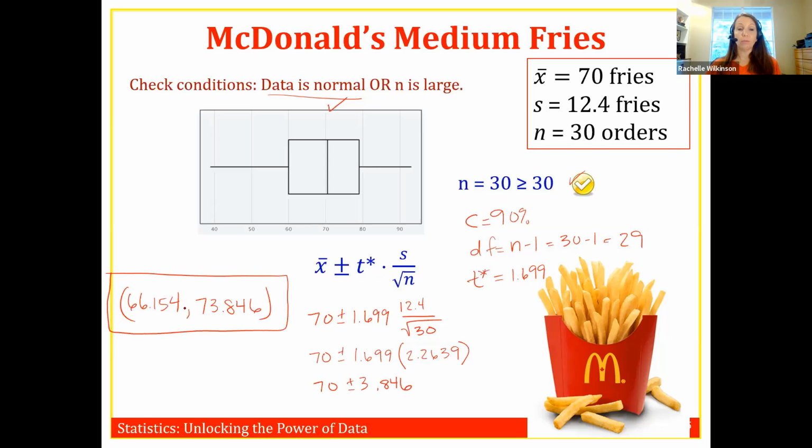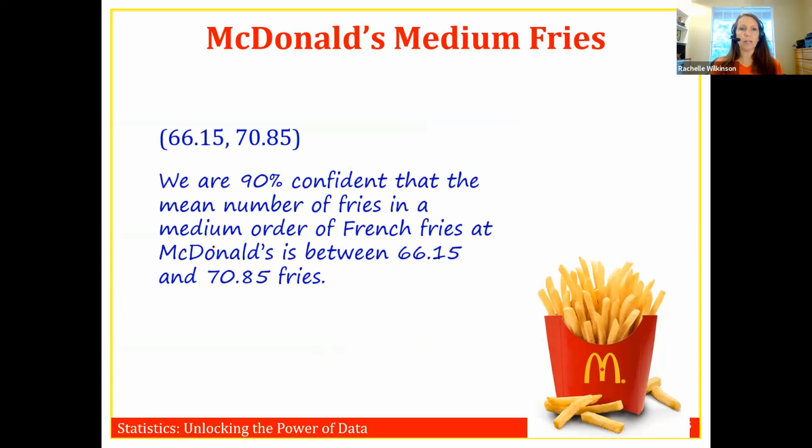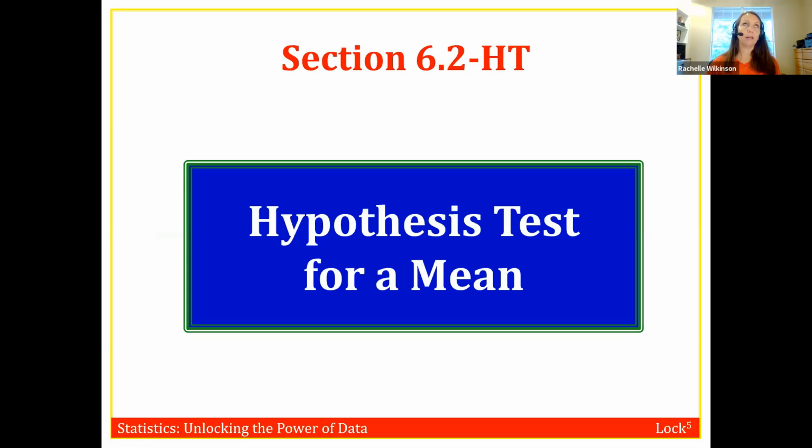All right, now I need to write a sentence interpreting this confidence interval, just the same way that we've been interpreting confidence intervals for several weeks now. So here's my confidence interval. I would say we are 90% confident that the mean number of fries in a medium order of French fries at McDonald's is between 66.15 and 70.85 fries. Oh yeah, it should be 73. You're totally right, that is definitely a typo. 73.85 or 73.846. I'm not really sure why all of a sudden I went to using fewer decimals on this slide. All right, so that's how we're going to do a confidence interval.